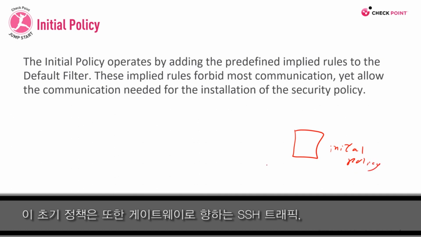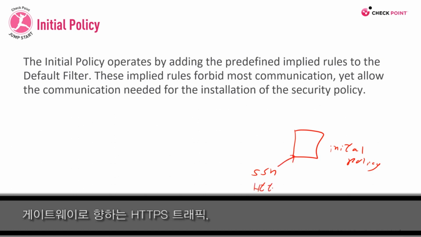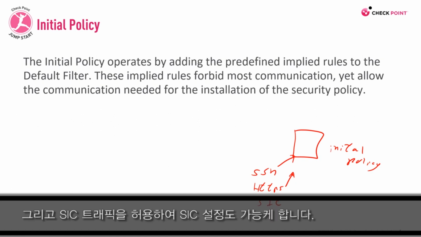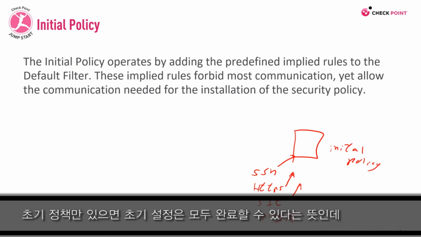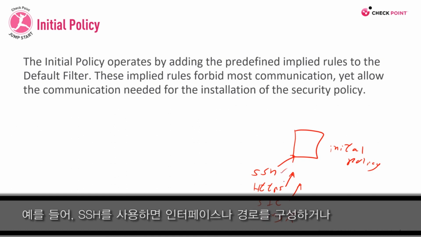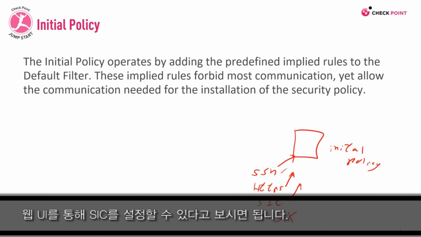This initial policy will allow SSH traffic to the gateway, HTTPS traffic to the gateway, and SIC traffic, meaning you'll be able to establish SIC with it. But if you try to ping the gateway, this traffic will be dropped. So the initial policy is everything you need to do the initial configuration. For example, SSH to configure an interface or a route, or use the web UI and establish SIC.